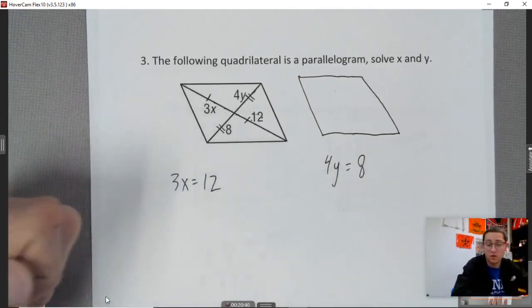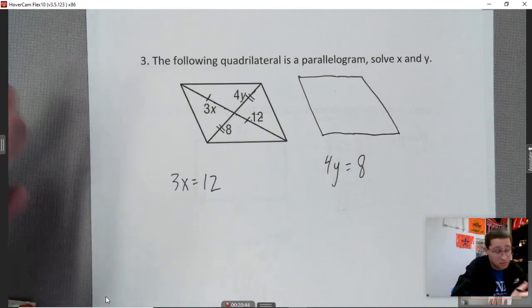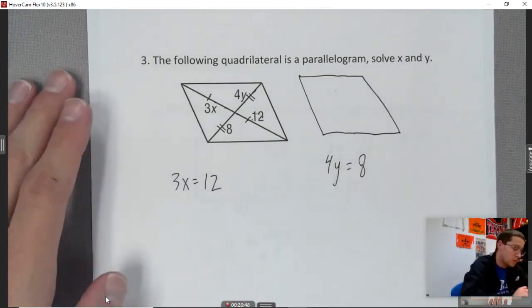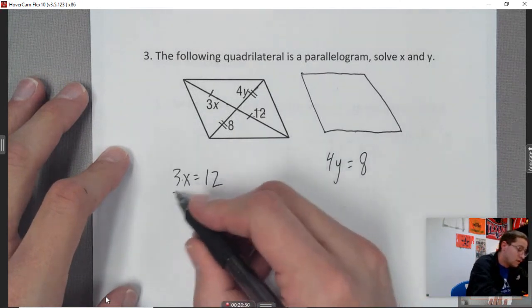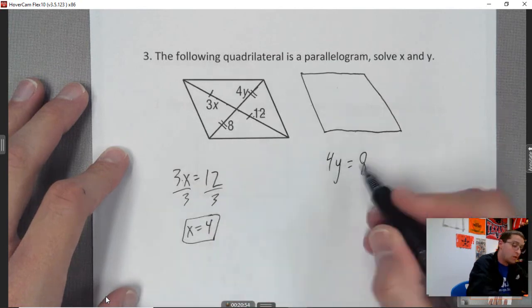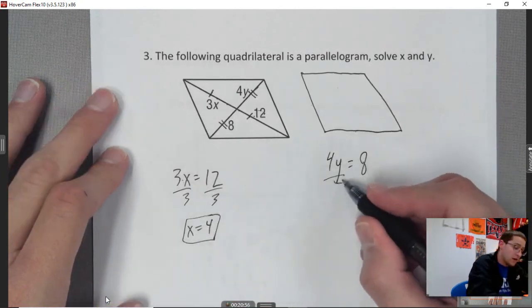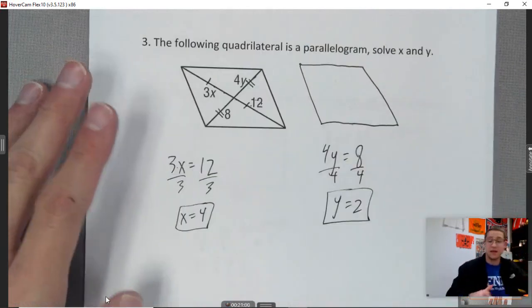Now you've got your one-step algebra problem. Again, could it be more complicated algebra? Sure, but in this particular one, it's not. So we've got 3 times x equals 12. We'll divide by 3, x is 4, and dividing by 4 here, y is 2. And that is it.